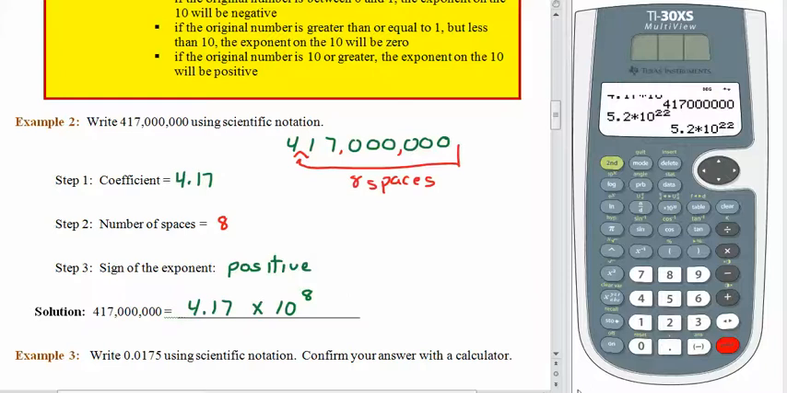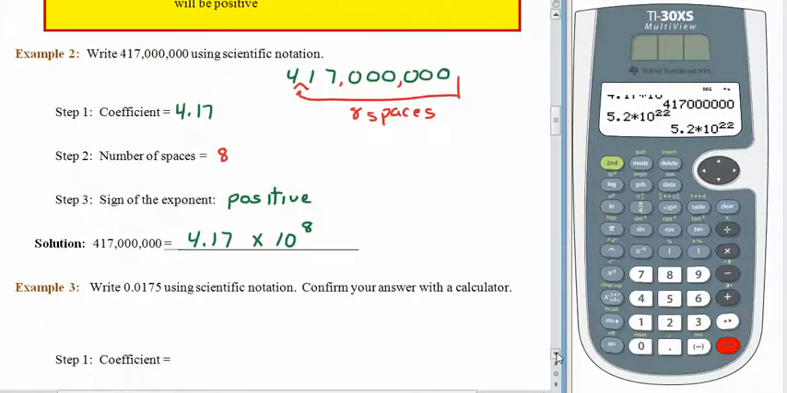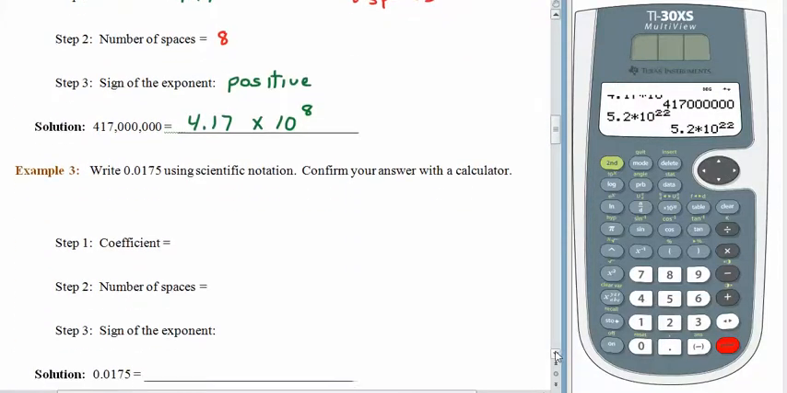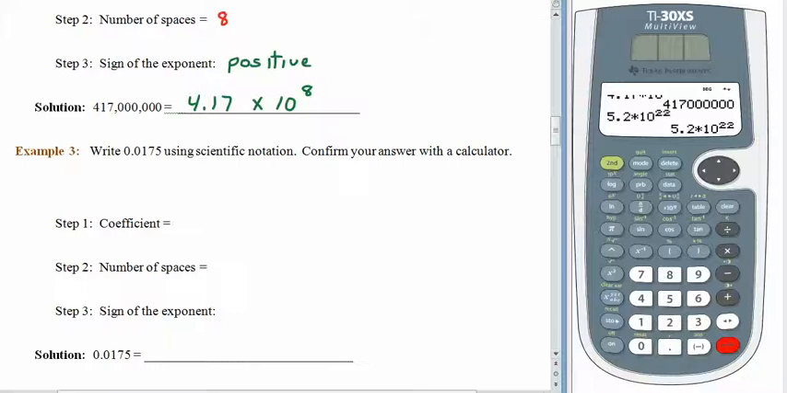Okay, let's go on to the next example. We want to write 0.0175 using scientific notation. The first thing we need is the coefficient.